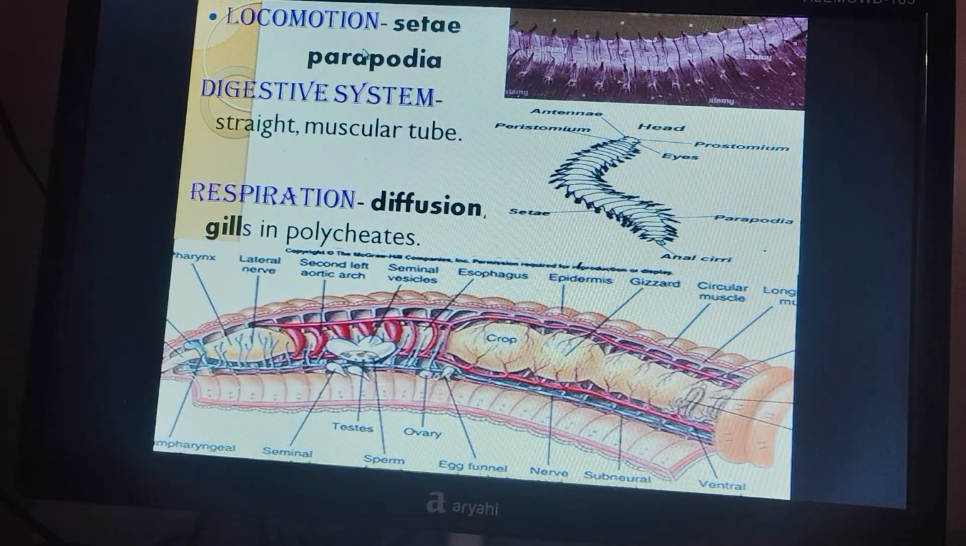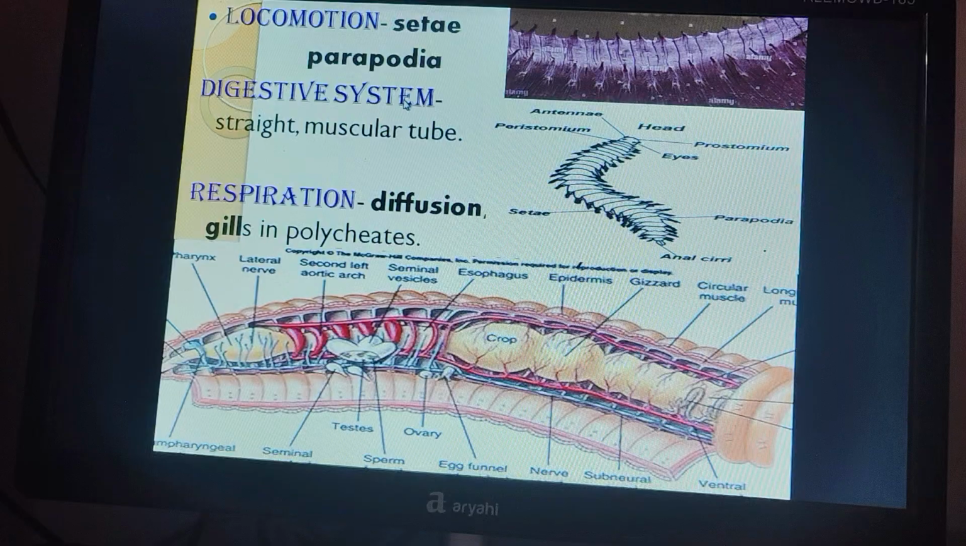So next character is locomotion. For locomotion, they have setae or parapodia. Setae, these are the setae, bristle-like structures. You can see these are the setae on the top figure, and then parapodia. These are the appendages. In Polychaeta, you can see these lateral appendages. These are the parapodia for locomotion.